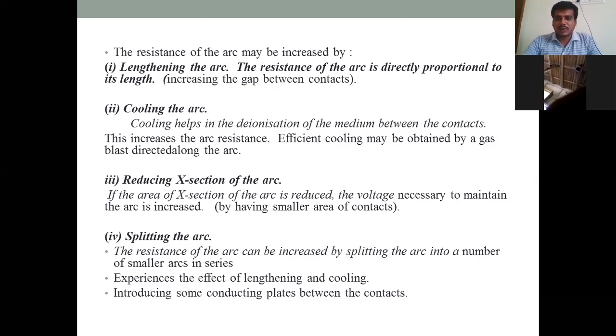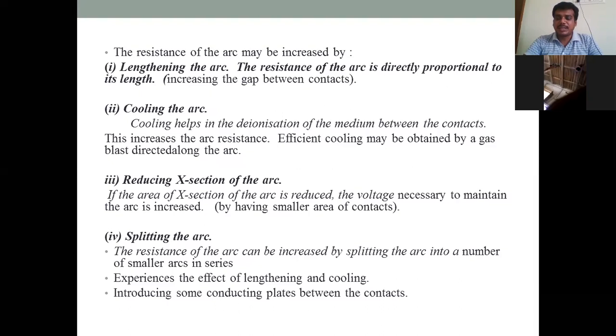Next is reducing the cross section of the arc. You know what happens with respect to the cross section of the arc. If the area of cross section of the arc is reduced, the voltage which is necessary to maintain the arc is increased, meaning the potential difference. So by having a smaller area of the contacts, it will be possible to interrupt the arc.